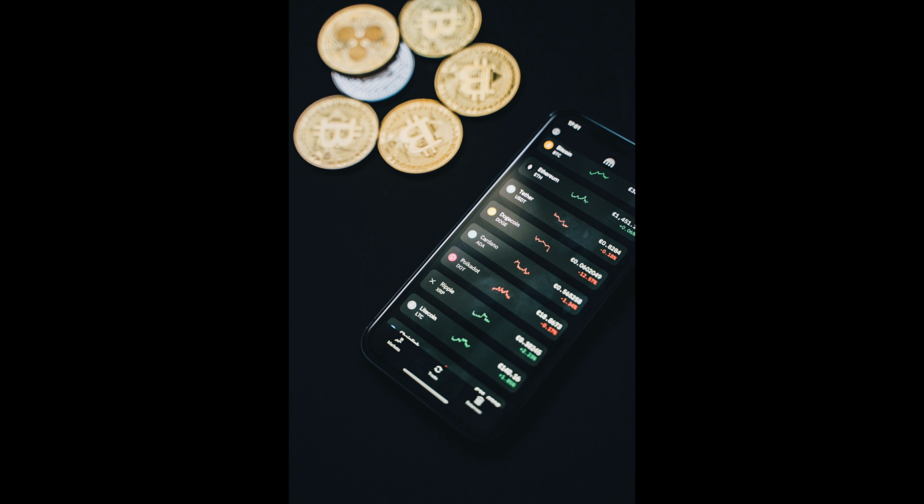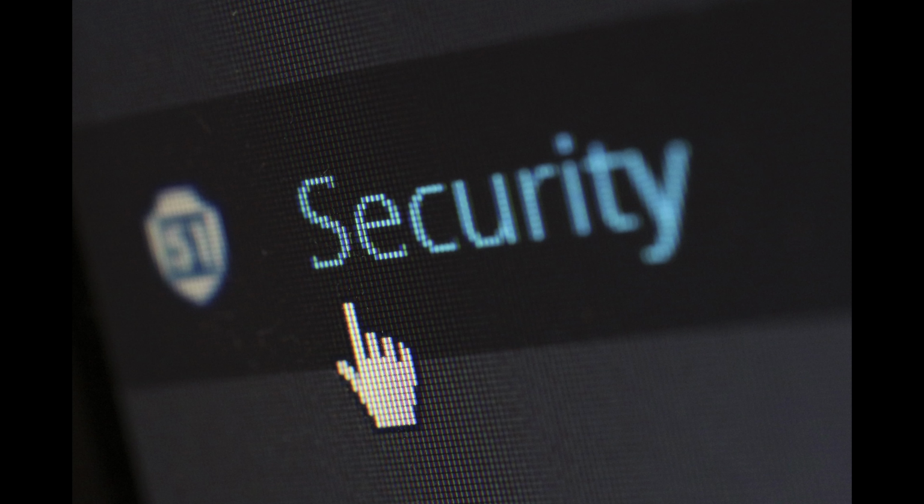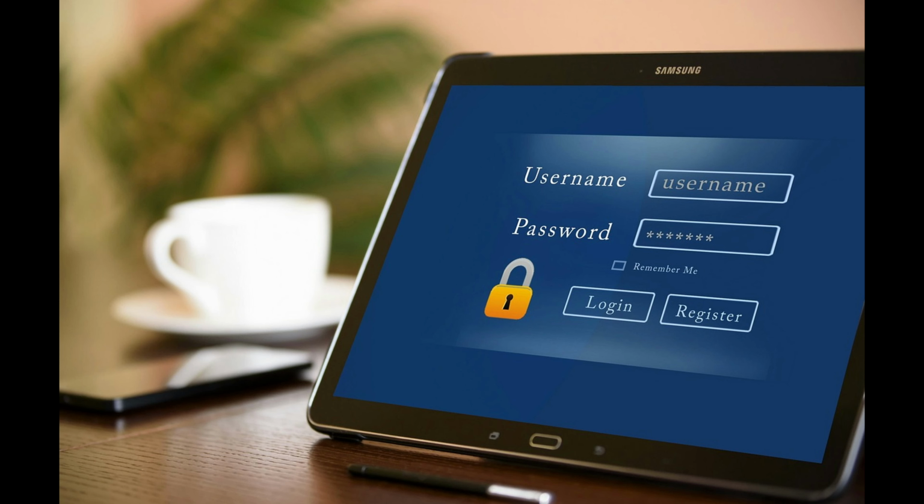2. Create a Bitcoin wallet. Now that we have the equipment ready, it's time to set up a Bitcoin wallet. A Bitcoin wallet is like a digital bank account that allows you to store, send, and receive Bitcoins. You can choose from various wallet options, such as mobile wallets, desktop wallets, or online wallets. Remember to keep your wallet secure by using strong passwords and enabling two-factor authentication.